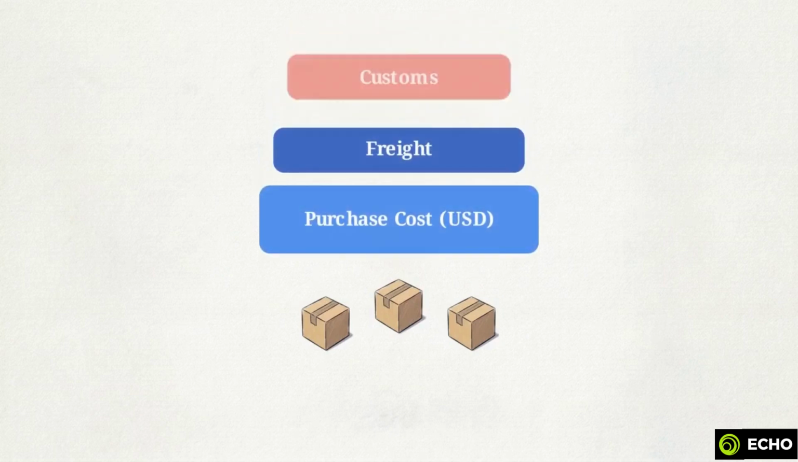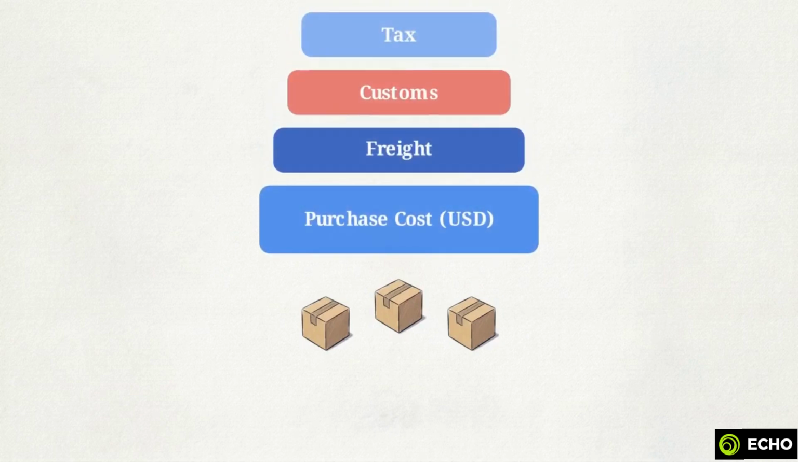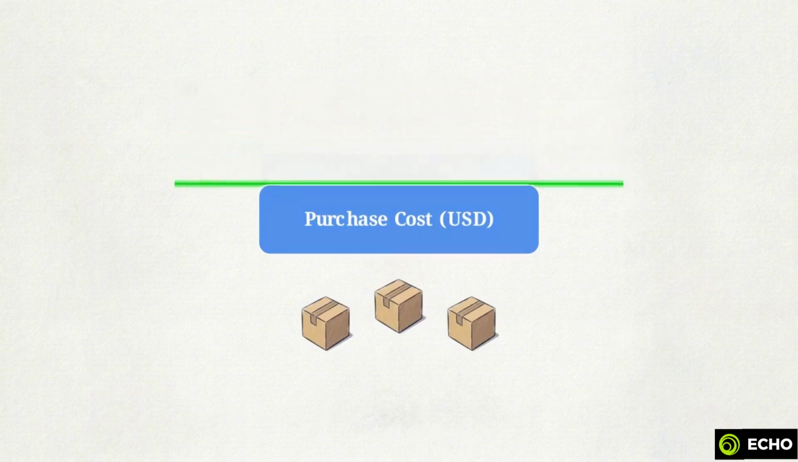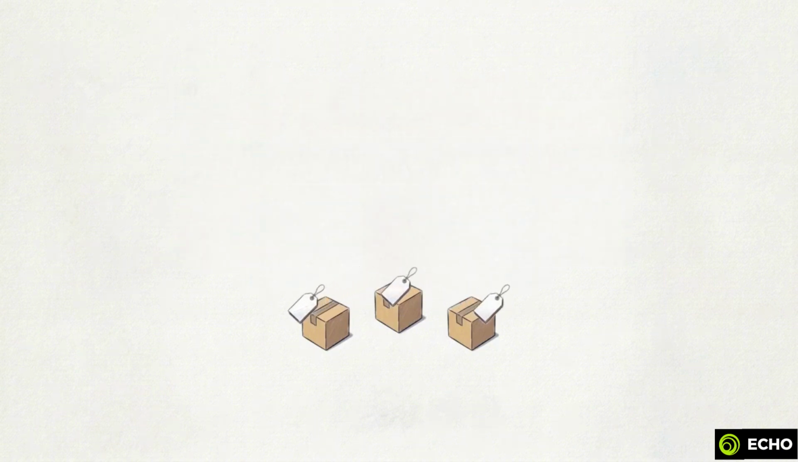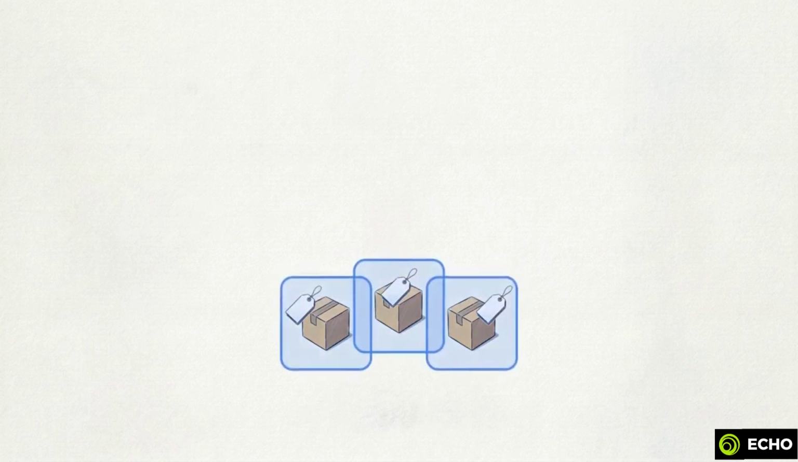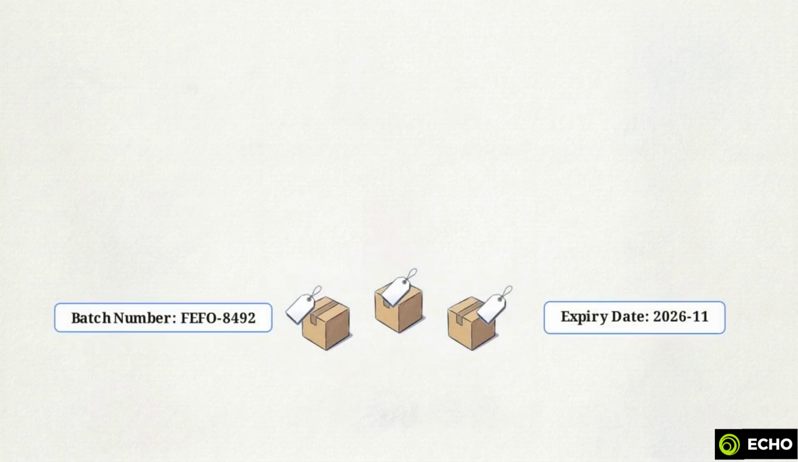Base purchase costs stack with freight, customs, and tax blocks. An algorithm then mathematically divides these macro costs down into the individual boxes on the pallet. Distributing these costs establishes a highly accurate local currency cost for every single unit.